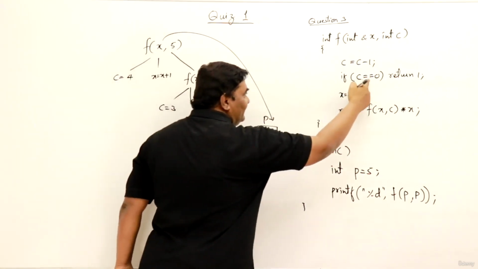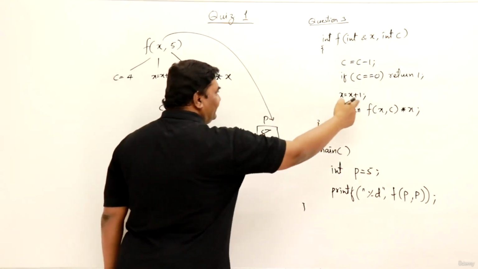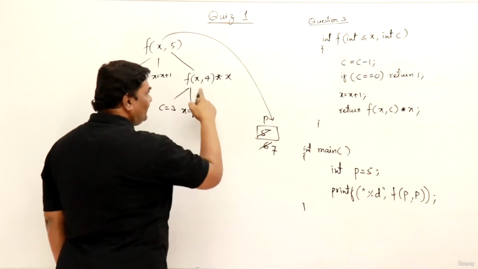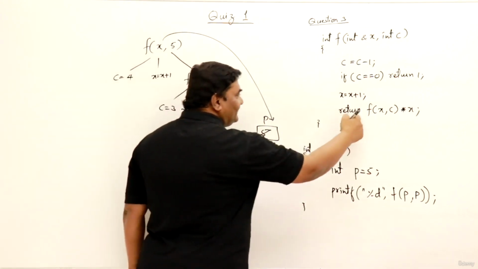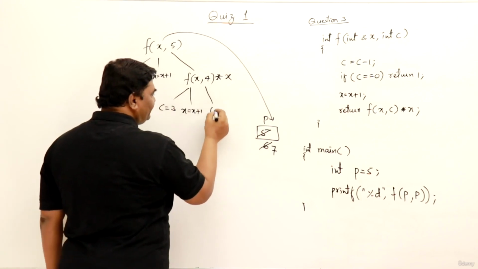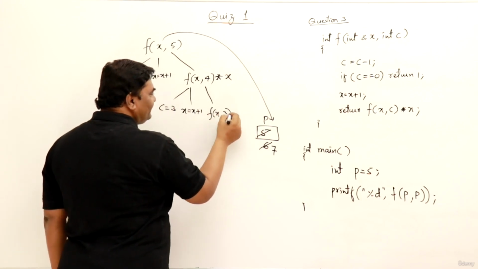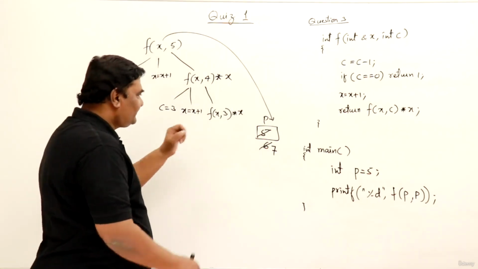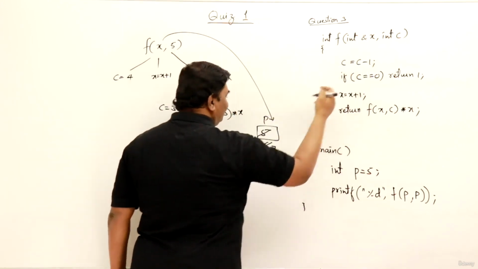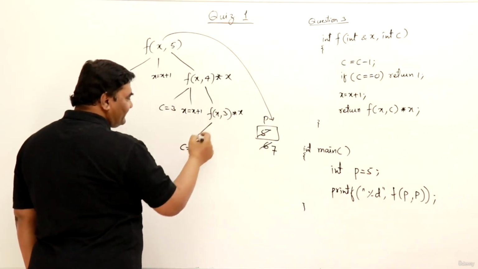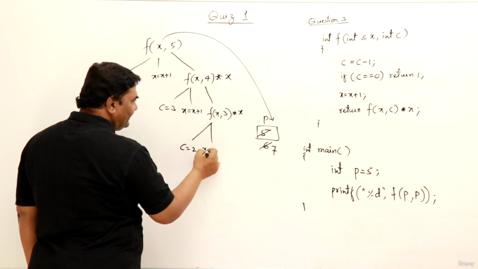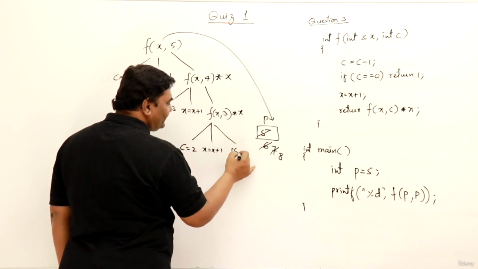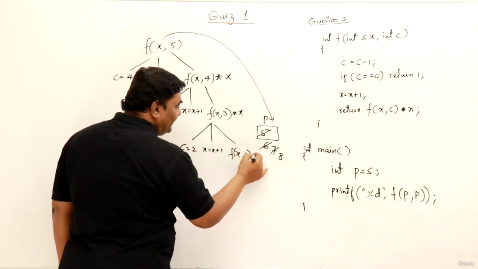Then c, is it 0? No. So x assign x plus 1. x assign x plus 1 will make it 7, because this x is nothing but this one. Then call itself again by passing x comma c value is 3, into x. One more call. Then in this call, again c assign c minus 1. So c becomes how much? It is 3, so it becomes 2. Then next is x assign x plus 1. So this becomes 8. Then again it will call itself, x comma c is 2, into x.